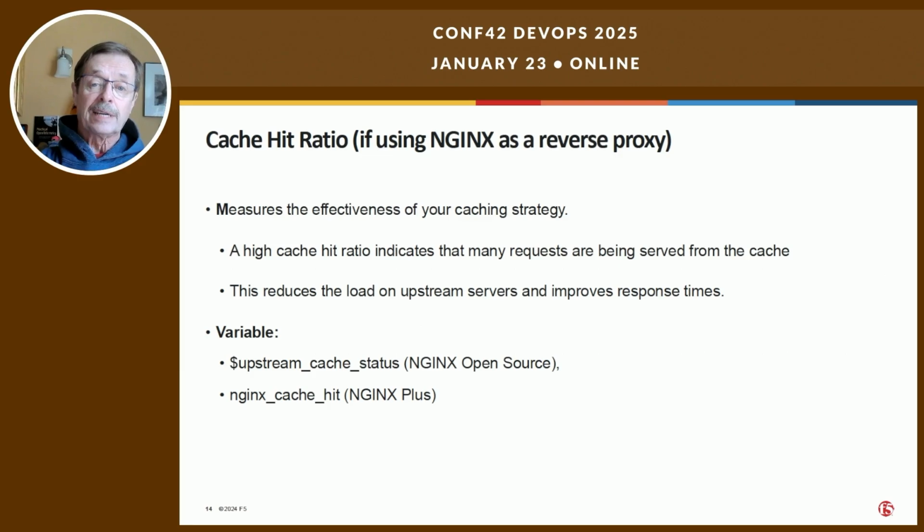Oh, and cache hit ratio. If you're using NGINX as a reverse proxy, you really do want to have it hit the cache as much as possible. Far more efficient, faster, more performant, better, all of the above. If you're getting a high cache hit rate, it means you're getting lots of things from the cache. That's good. That reduces the load upstream. It means your response times are faster. And we know that users really only care about their request, whether it succeeded or failed, and how long it took. And so the more you can hit cache, the happier users are likely to be. Upstream cache status in NGINX Open Source will tell you that.